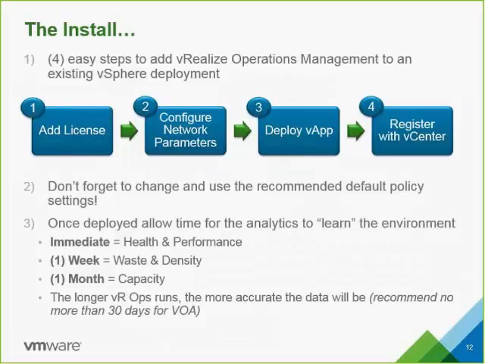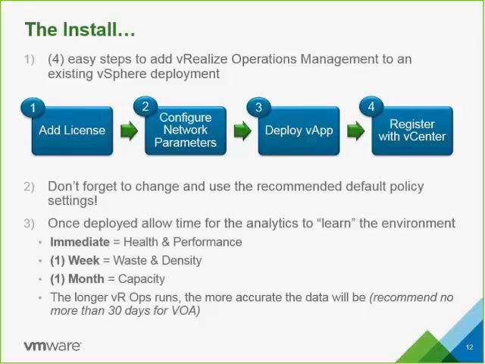And then you simply allow time for vROps to start collecting all the analytics information on their environment. Right off the bat, vROps will start collecting health and performance information, so you'll have fairly accurate health and performance information immediately. After about a week, you will have fairly accurate waste and density information. After the 30-day mark, when you come in at 30 days to finish up the VOA assessment, you'll have a good idea of what kind of capacity savings you'll have.